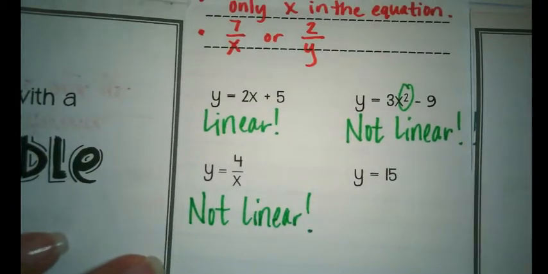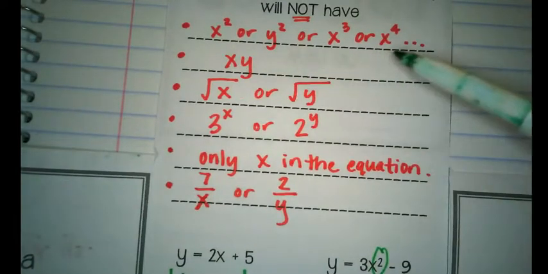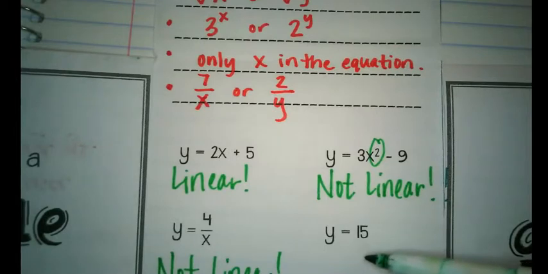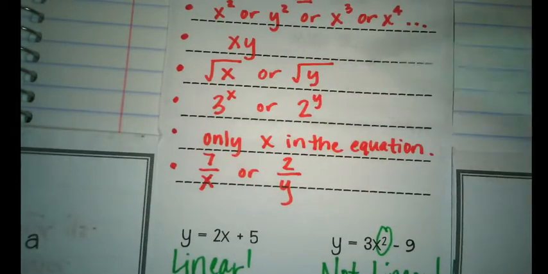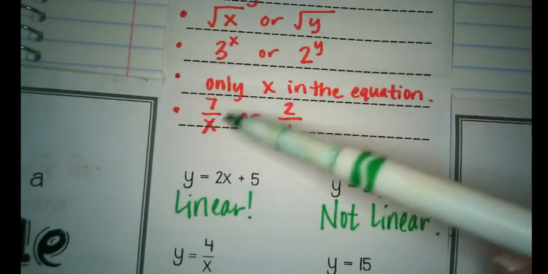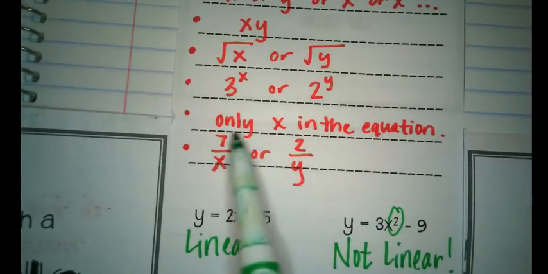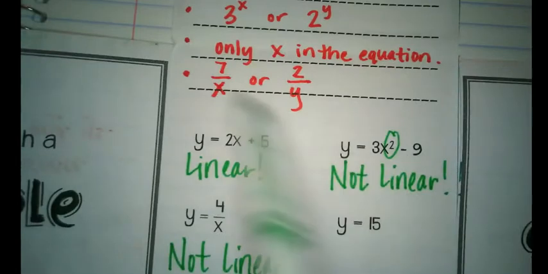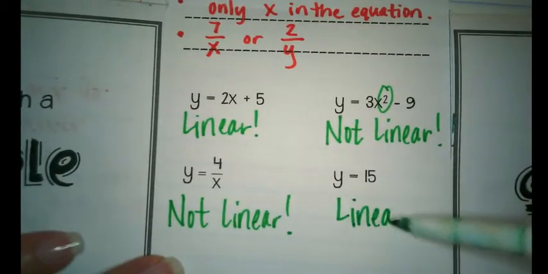All right, and then last example, by looking at an equation, we don't have an x squared or a y squared or any other exponent. X and y are not multiplied together. We don't have a square root. The x or the y is not an exponent. We don't have only an x in the equation. We do have only a y, but that wasn't listed as a problem. What can't happen is only an x. And it's not written as a division problem, so that makes this one linear.